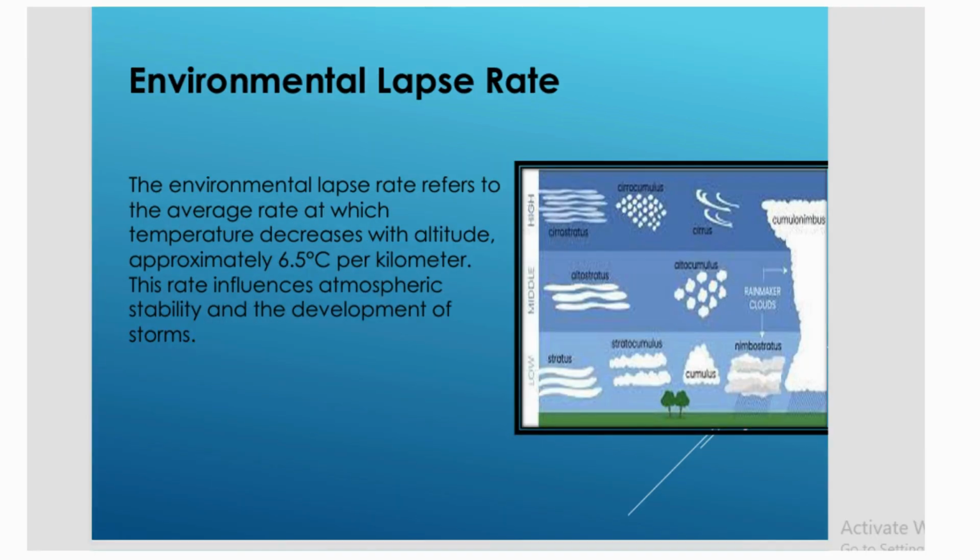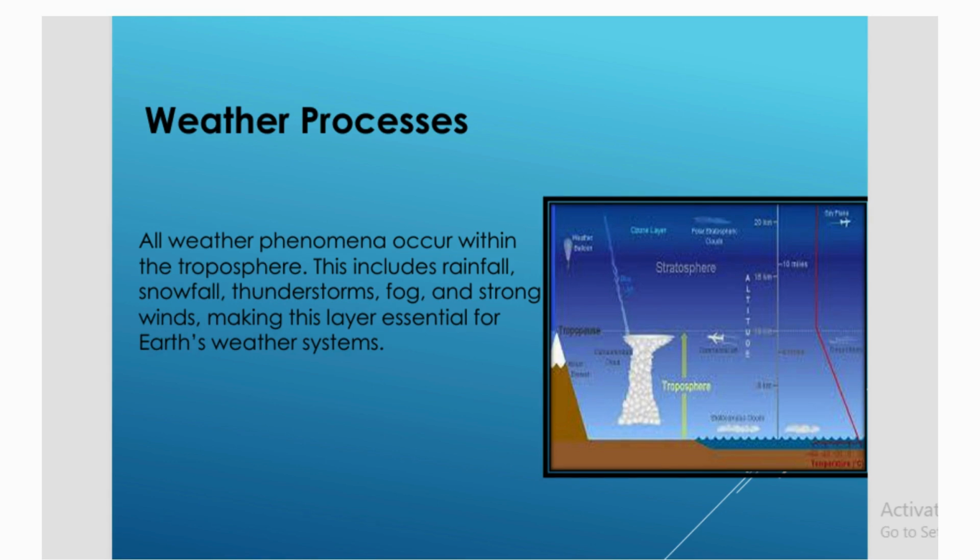There is something called the environmental lapse rate. The environmental lapse rate refers to the average rate at which the temperature decreases with altitude, approximately 6.5 degrees centigrade per kilometer. This rate influences atmospheric stability and the development of storms.